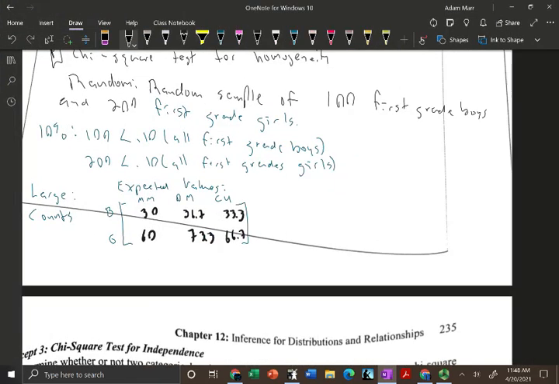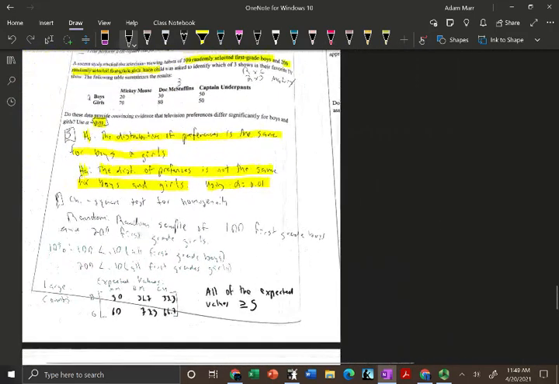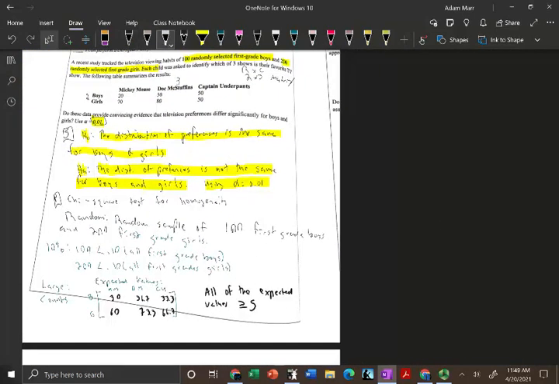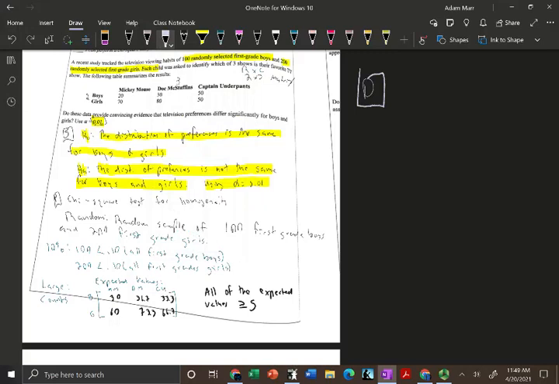Okay, no problem. So the key is right here that all of the expected values are greater than or equal to 5. Okay, and so we're good right there. All right, next, I'm running out of room here, we're going to go to the do step. We did state, plan, and now we're at do. Okay, let's do it. So this is already done for us.